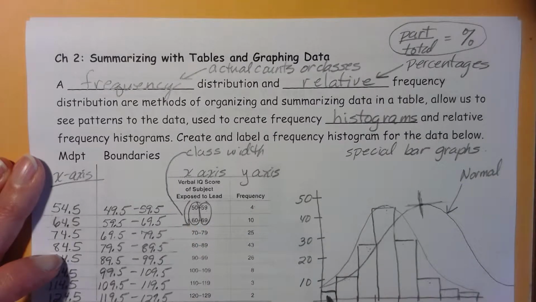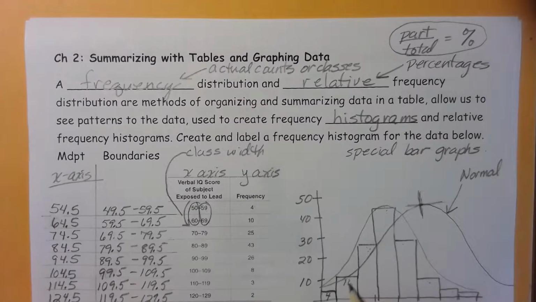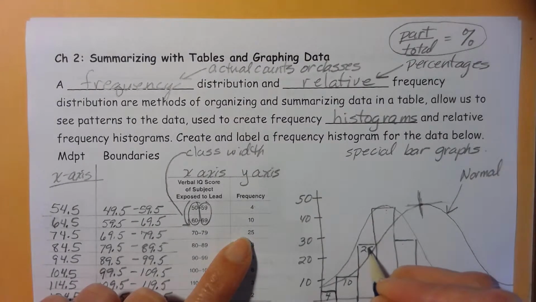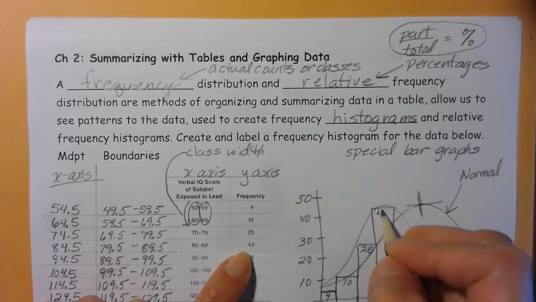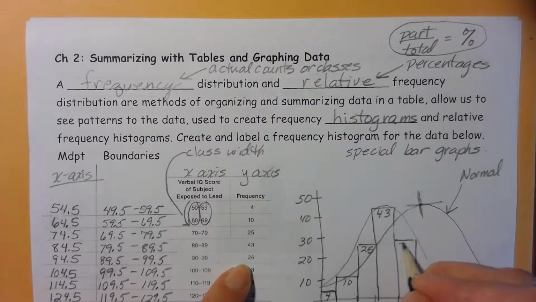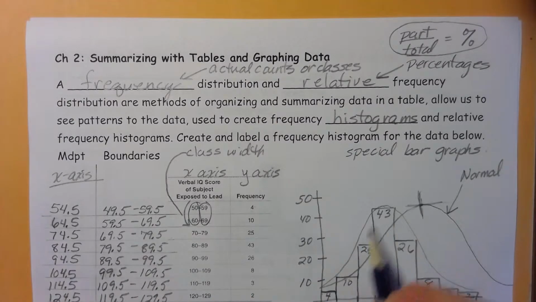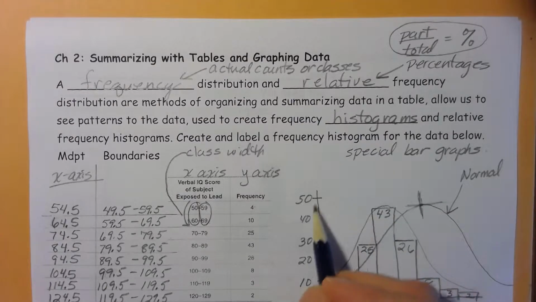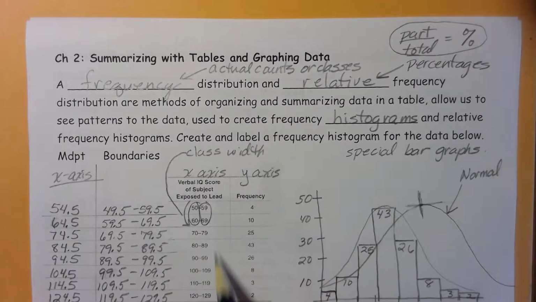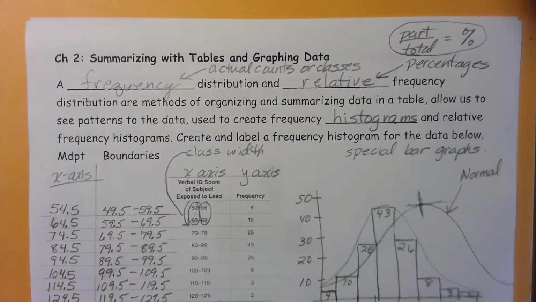So in other words, this first bar is correlating with a frequency count of 4. The second one was 10, 25 on our third one. Our highest frequency count was 43, 26, 8, 3, and then 2. And we recognize that we had a normal distribution, meaning it was reflexive or symmetrical around the center here, our highest frequency. But again, these bars are correlating with actual counts for these class intervals.